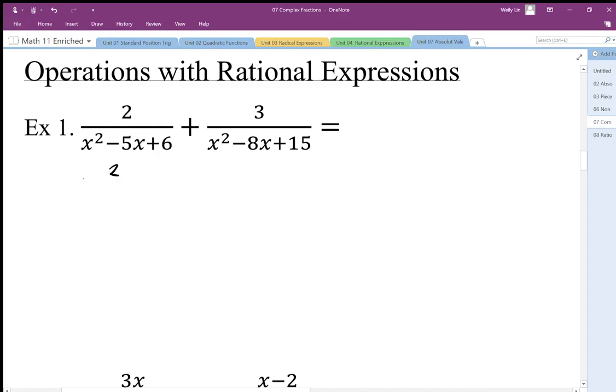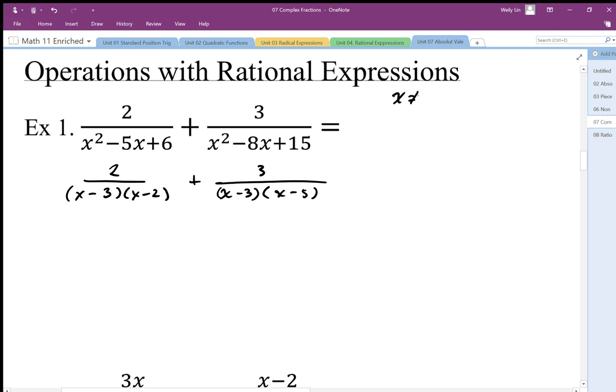So the first one here, we're going to take x squared minus 5x plus 6. We're going to factor it to (x minus 3)(x minus 2), plus x squared minus 8x plus 15, which factors to (x minus 3)(x minus 5). So once I factor the denominators, I can state my restricted values.